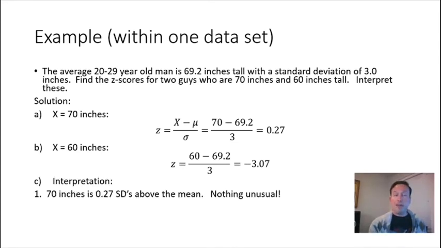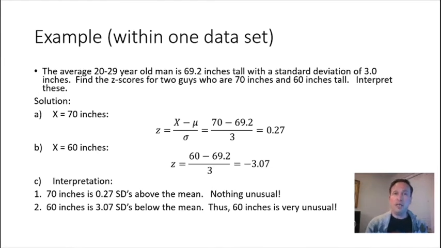So the man who is 70 inches, we would first say that he is 0.27 standard deviations above the mean. It's above because it's positive. And also there's nothing unusual about it because it's not more than 2 and it's not more than 3.